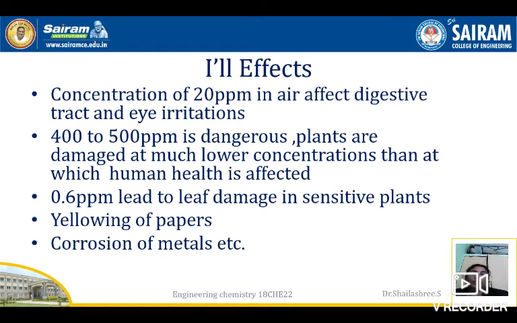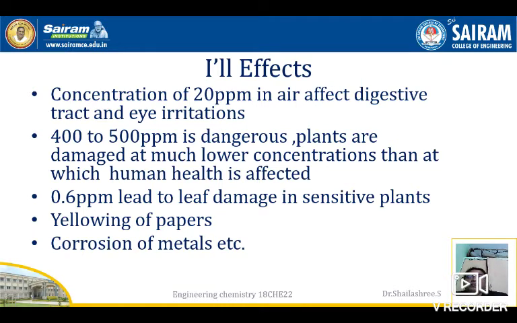Next, coming to the ill effects. A concentration of 20 ppm in air affects the digestive tract and causes eye irritation. If 20 ppm concentration of the oxides of sulfur is present in the atmosphere, it will cause digestive tract infections and problems, and also eye irritations, my dear friends. And if it is present at 400 to 500 ppm, it is considered highly dangerous.